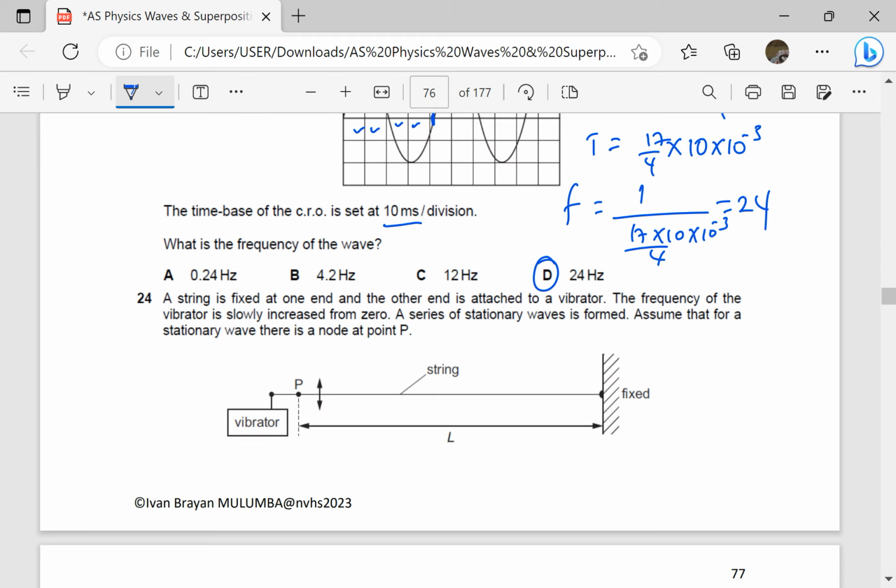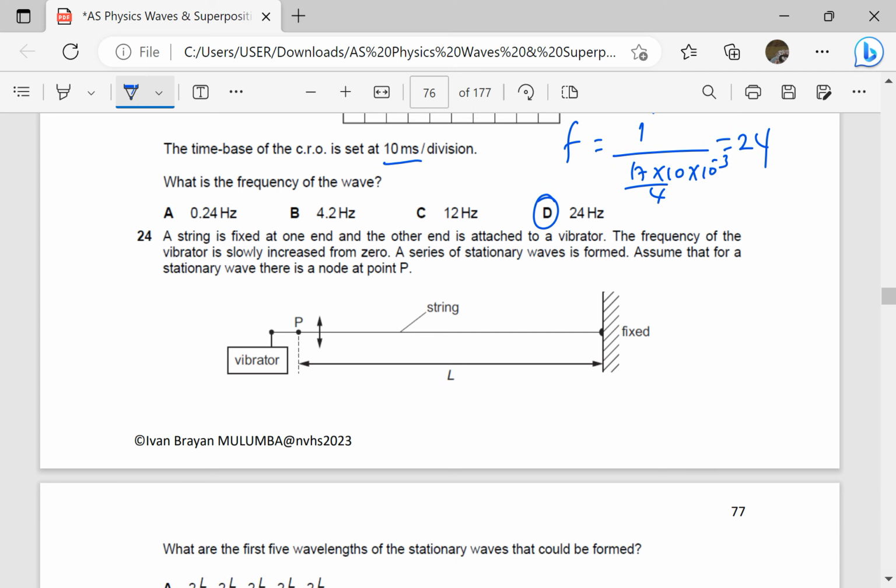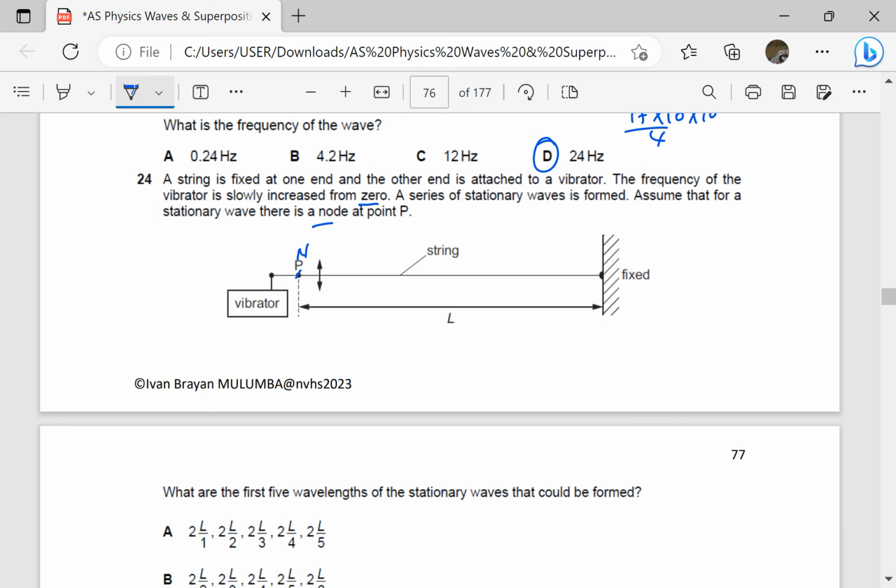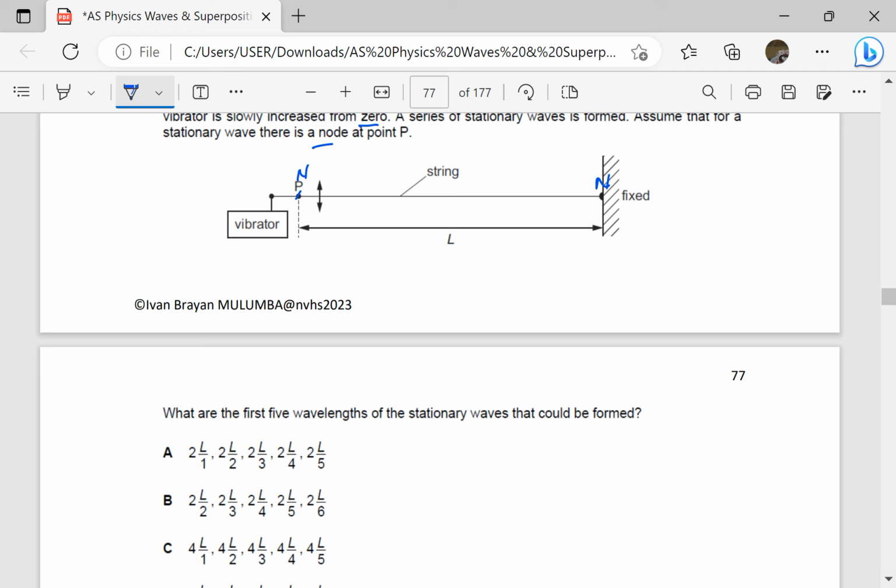A string is fixed at one end and the other end is attached to a vibrator. The frequency of the vibrator is slowly increased from 0. A series of stationary waves is formed. Assume that for a stationary wave there is a node at P. There is a node there. Of course, there must be another node at the fixed end. What are the first 5 wavelengths of the stationary waves that could be formed?